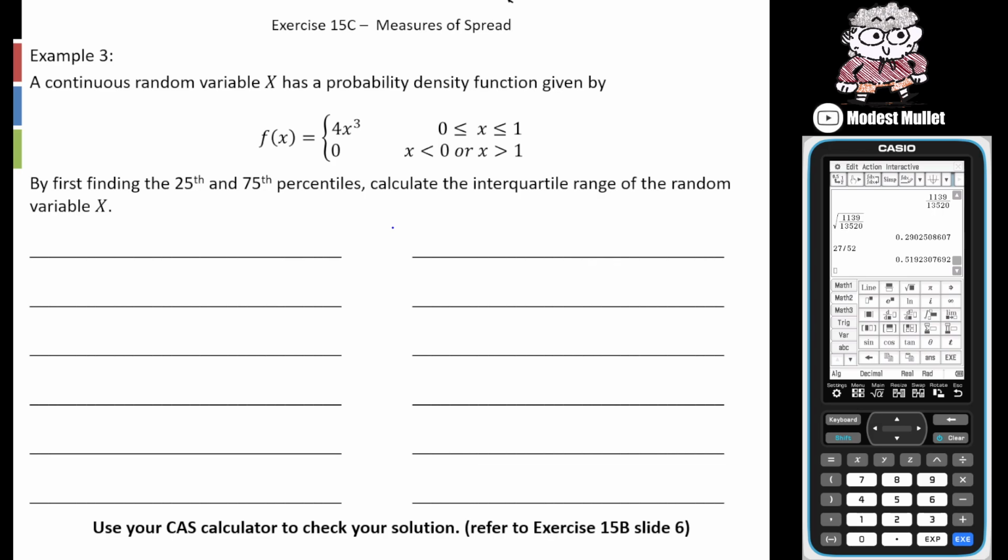That's a quick look at the measures of spread for a continuous distribution function. It follows on again with like most of the discrete stuff, but instead of having to do lots of calculations by hand, we're just using integration.